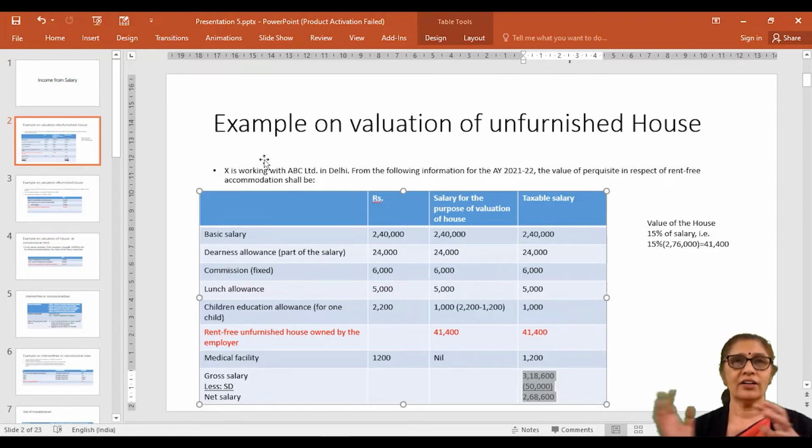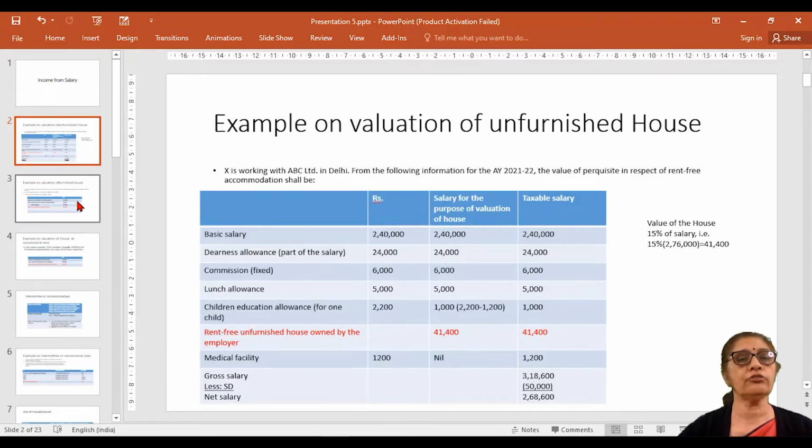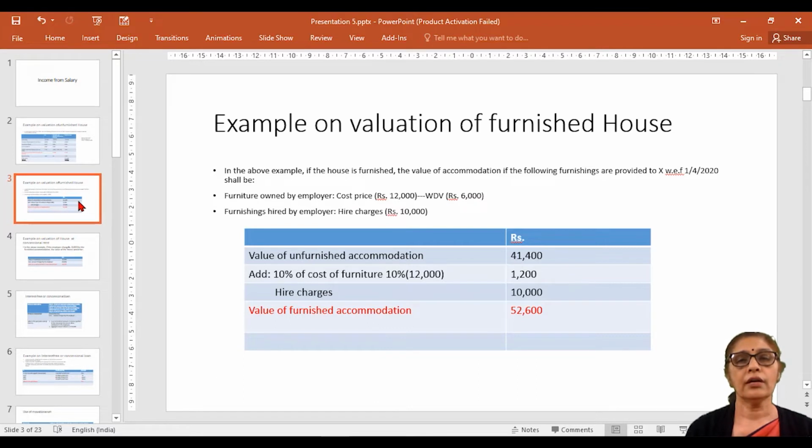So we have a little comprehensive question, with wider components, where we have calculation of the salary simultaneous to calculation of the components of salary. In this we are clear of education allowance, we are clear of value of the house along with the things that we have done earlier. In the same question now, we have got the value of the house as 41,400. In the same question, if the house becomes furnished, we have done this.